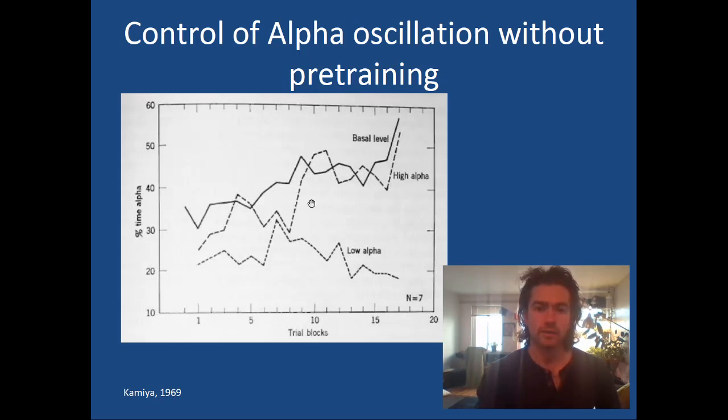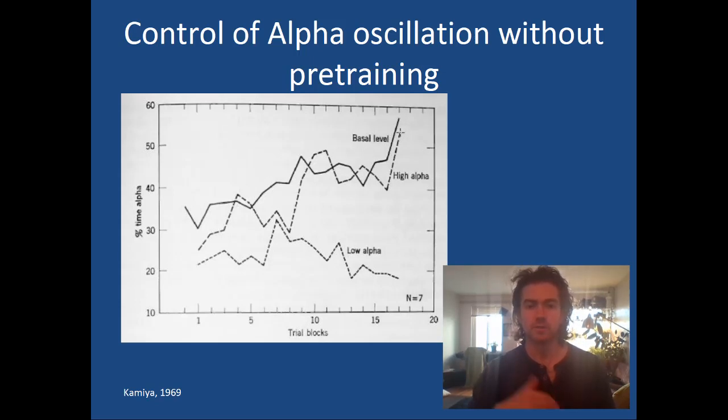So what we're looking at here in the dotted lines are the high alpha blocks and the low alpha blocks, and then the solid line is the basal level during those just sit and chill periods. And what you can see, not only do the participants increase the amount of time they're spending in alpha in the high alpha condition and decrease the amount of time they're spending in alpha in the low alpha condition, so they're successfully modulating the amount of time that they're spending in alpha, we can also see that the basal level of alpha oscillation is actually increasing.